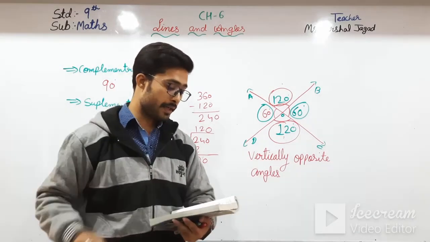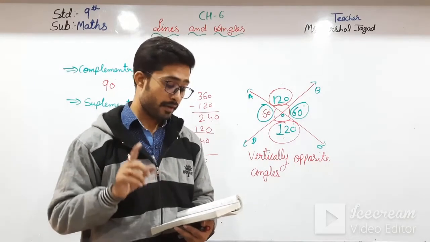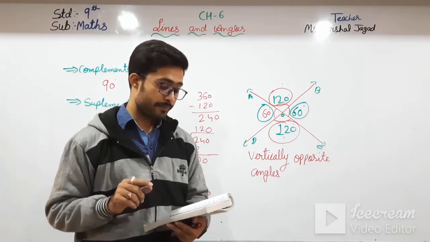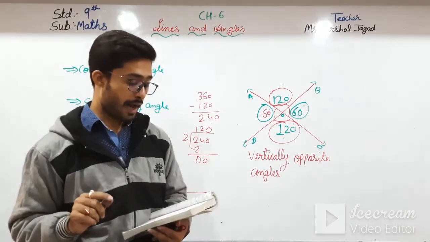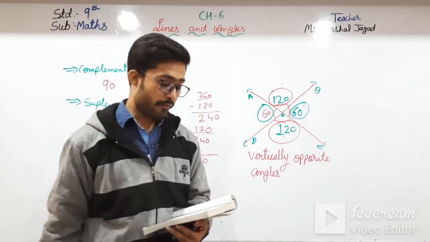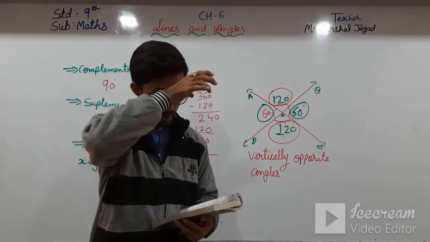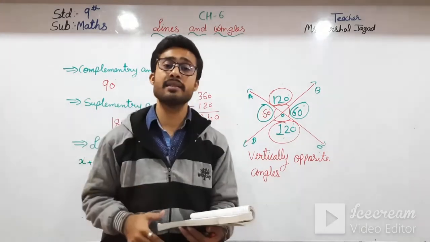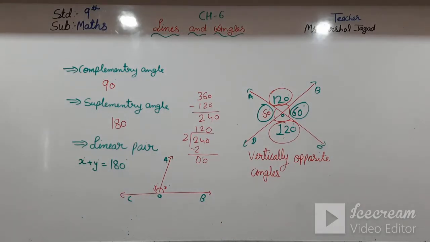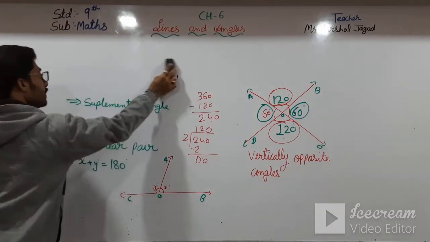In figure 6.9, lines PQ and RS intersect each other at a point O. If angle POR to angle ROQ is equal to 5 is to 7, find all the angles. What we have to find? We have to find all the other angles. Let us find that, students. Example number 1.